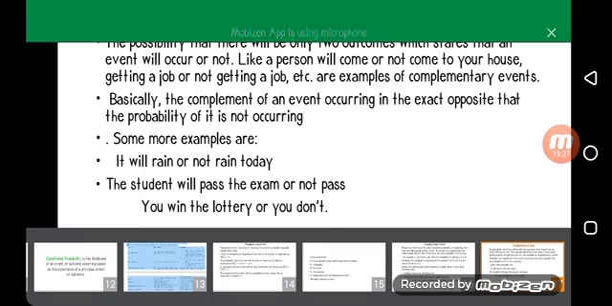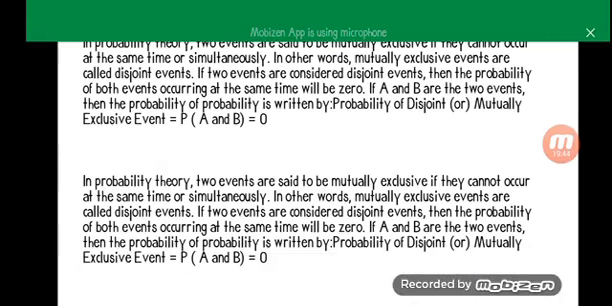So if we say it will rain today, the complement of it raining today is not raining. Examples you have: it will rain today, it will not rain today. The student will pass or not pass the exam. You will win the lottery or you will not. So that is just the idea of it.